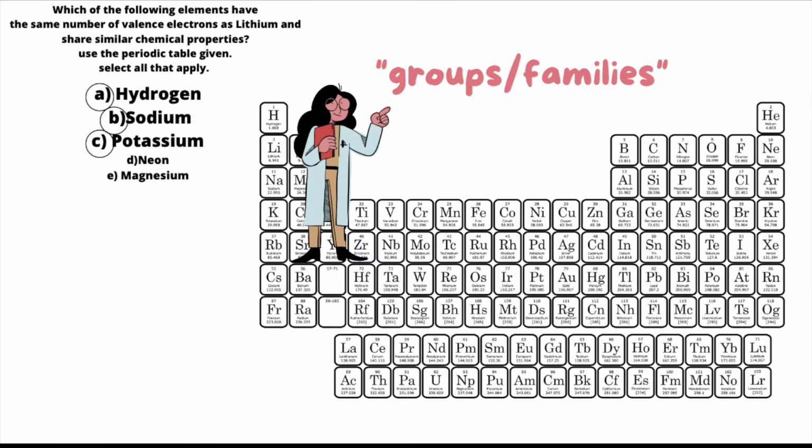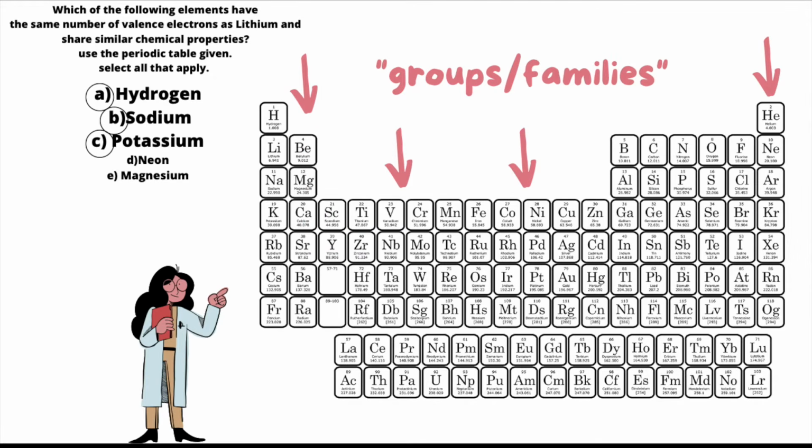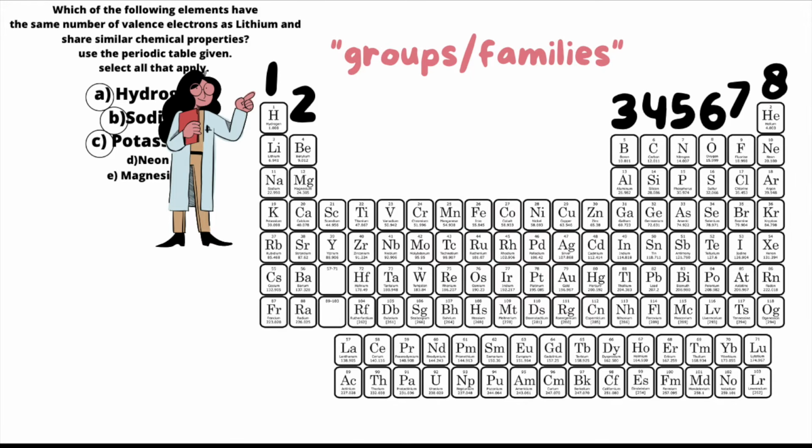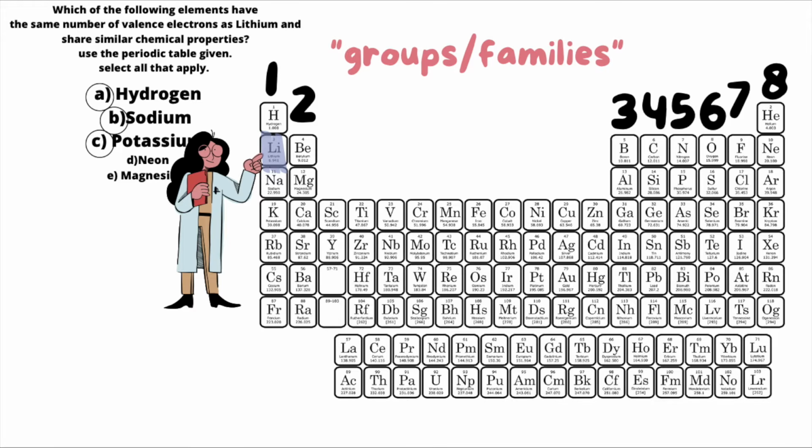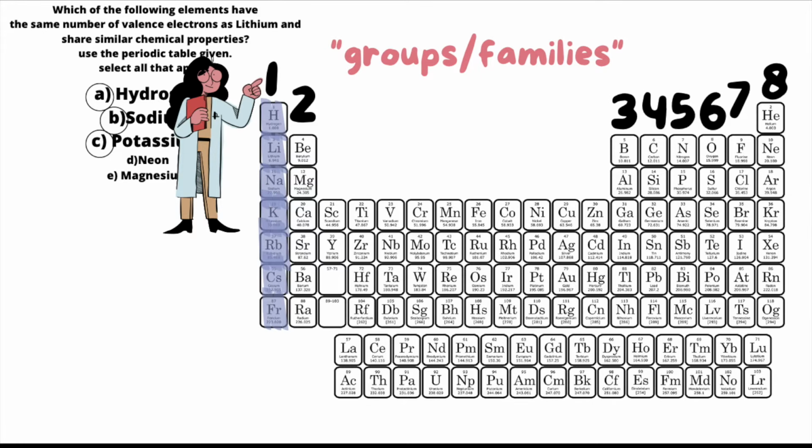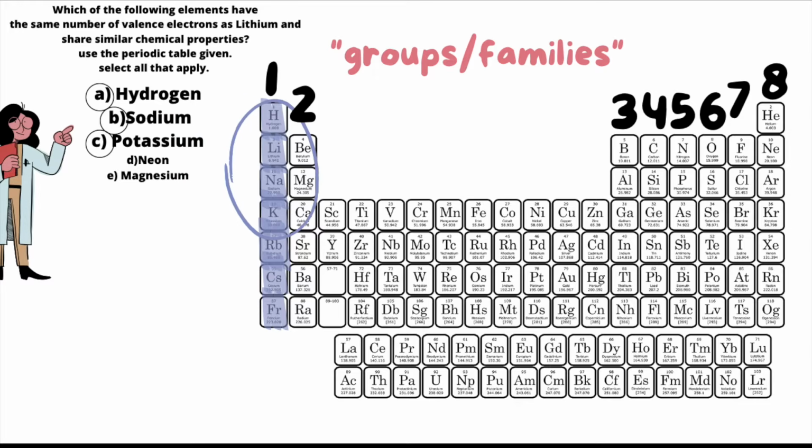Going vertically up and down the periodic table, we have what we call groups or families. They are numbered 1 to 8. The group number is equal to the number of electrons on the atom's valence shell, or in other words, the valence electrons. Lithium is in group 1. That means it has 1 valence electron, and so do all the other elements in this group. All these elements also share similar characteristics. That's why hydrogen, sodium, and potassium is our answer here.